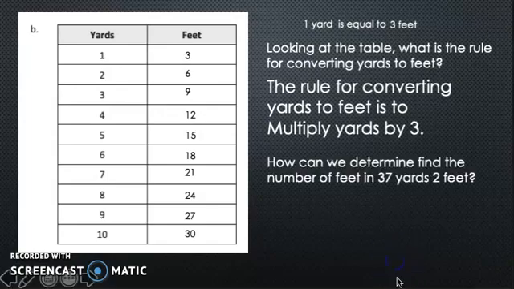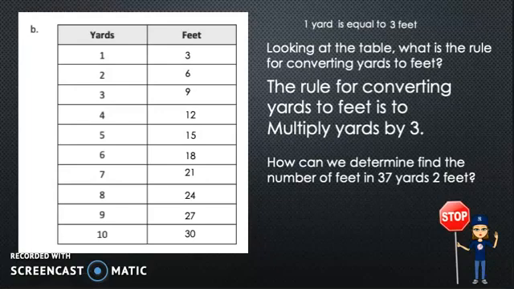So now, what I'm wondering is, how can we find the number of feet in 37 yards 2 feet? Remember, you can use the same kind of strategies that we did with pounds and ounces. You can multiply that 37 by 3 and then add 2 feet, or you can break apart 37 into 30 yards plus 7 yards and do 30 times 3 plus 21 and then add 2 more feet. I want you to go ahead and pause the video and work through the problem. Remember to press play when you're ready to continue.